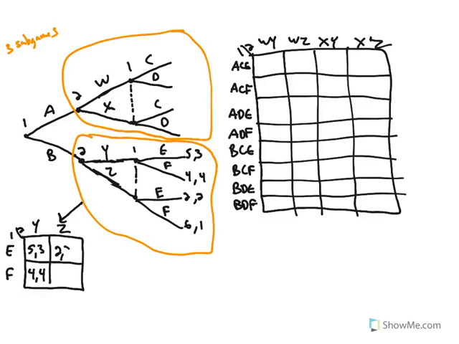ZE results in 2, 2. And here's 6, 1. And we'll do a little underline exercise. If player 1 plays E, player 2 plays Y. If player 1 plays F, player 2 plays Y. So indeed, Y is a dominant strategy.